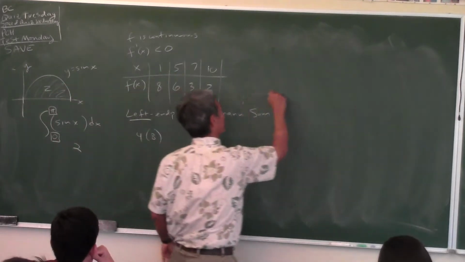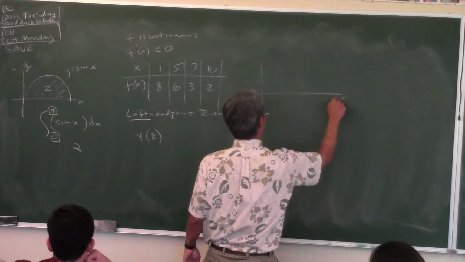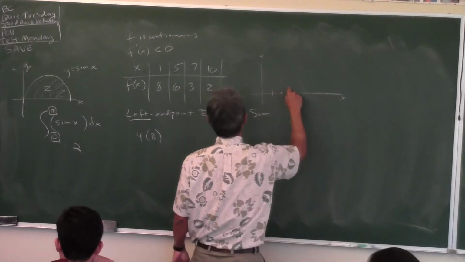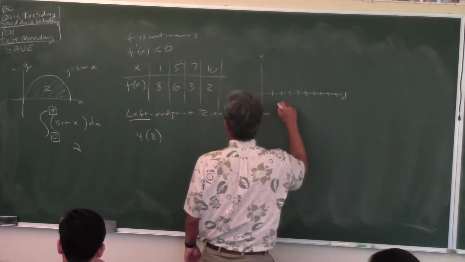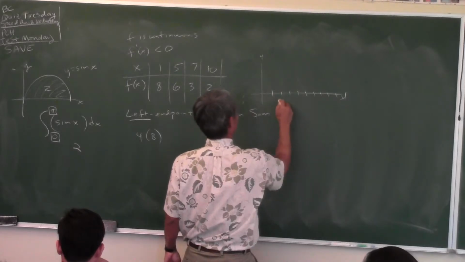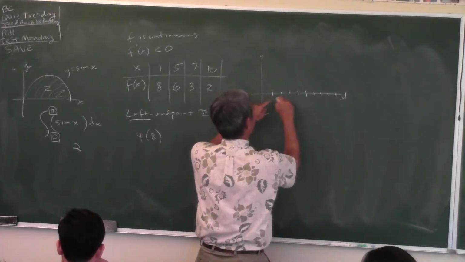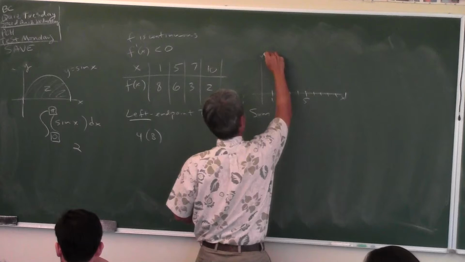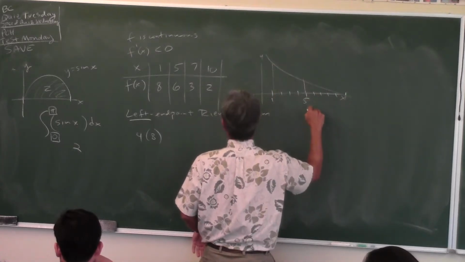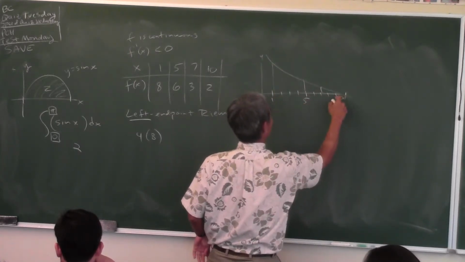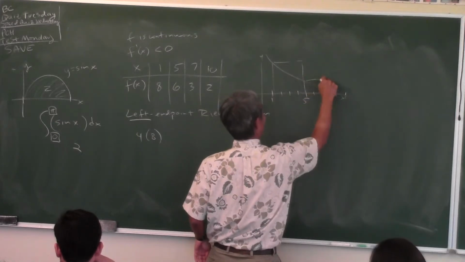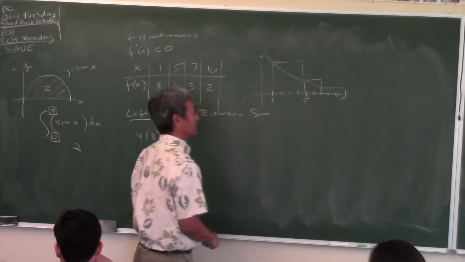So that's why I said if you need to draw the picture, you can. So you get 1, 2, 3, 4, 5, 6, 7, 8, 9, 10. So 1 to 5, so from 1 to 5 right here. And let's say you have a graph that looks like this. So 2, and then from 5 to 7, and then 7 to 10. You're going to make these rectangles like this using the left endpoint.